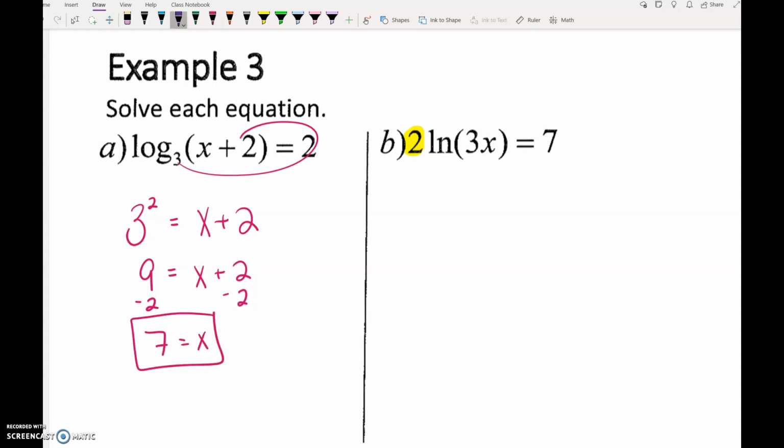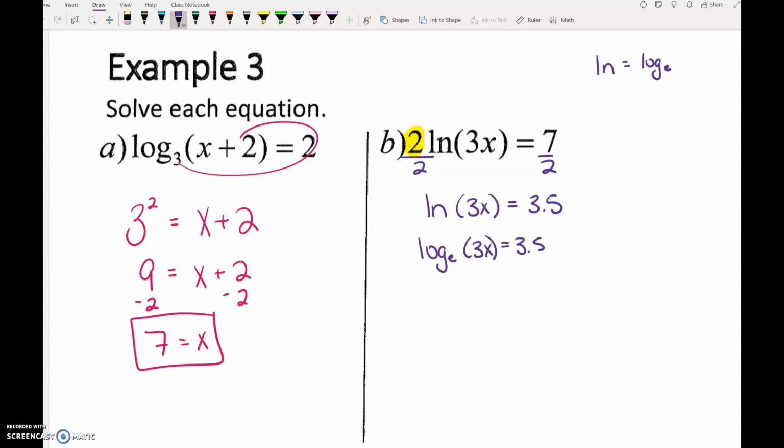In example B, we would start by dividing both sides by 2. And in this case, we're probably going to end up with a decimal answer, especially since we're dealing with ln. So 7 divided by 2 is 3.5. I'm just going to go ahead and use the decimal 3.5. Now remember that ln is the same as log base e. So you could rewrite this as log base e, and in fact some of you would prefer to do that.